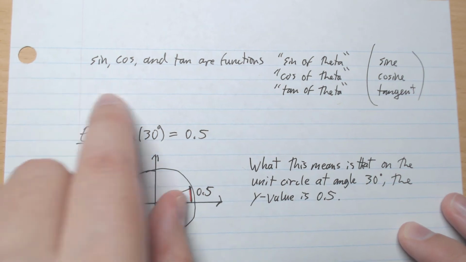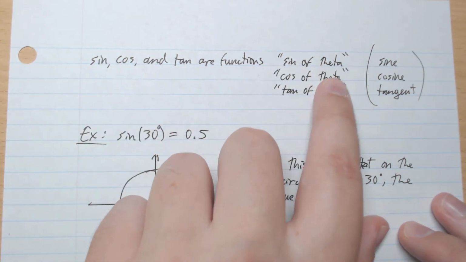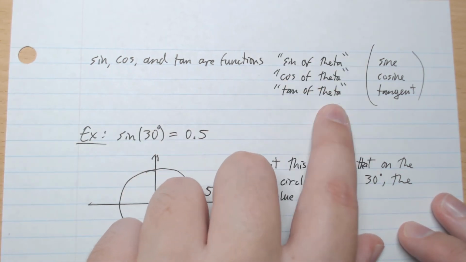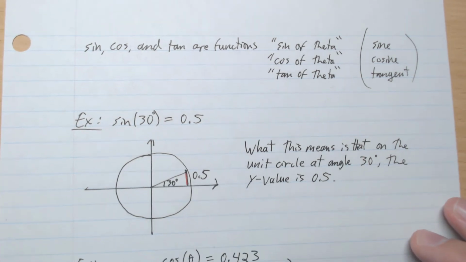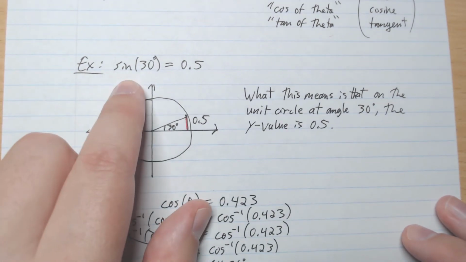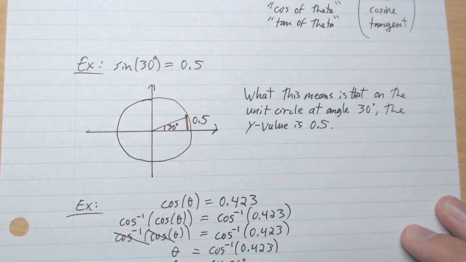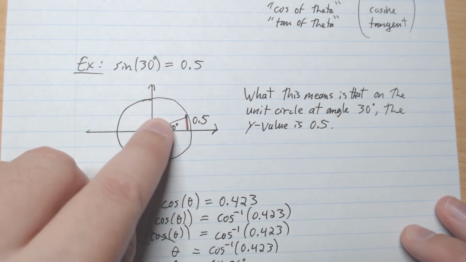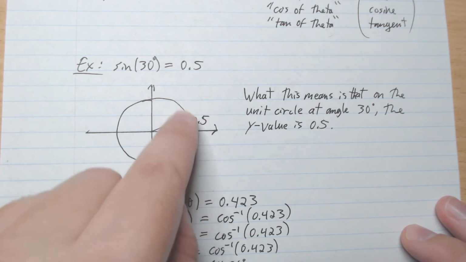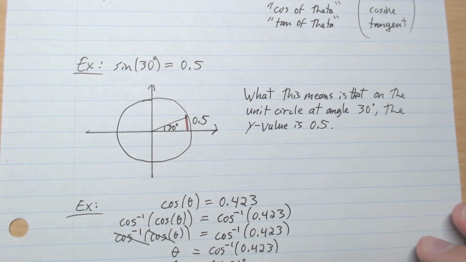So sine, cos, and tan are functions. So we say sine of theta, cosine of theta, tan of theta, like that. So an example here, sine of 30 equals 0.5. What this means is that on the unit circle at angle 30 degrees, the y value is 0.5.